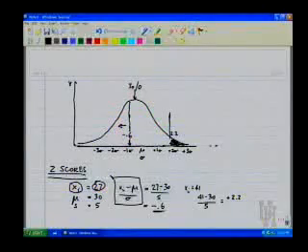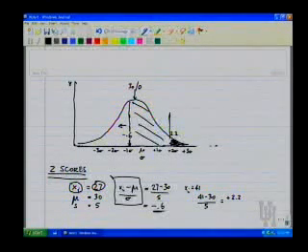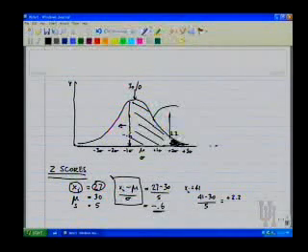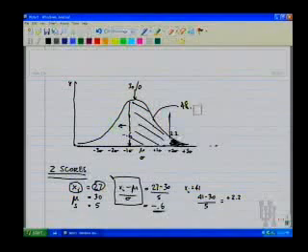The second column in Table A says the area between mean and Z. The area between the mean and Z, here's the Z-score, here's the mean. The area between the mean and Z is this area. And it says 48.61. That is, in this instance, 48.61%.